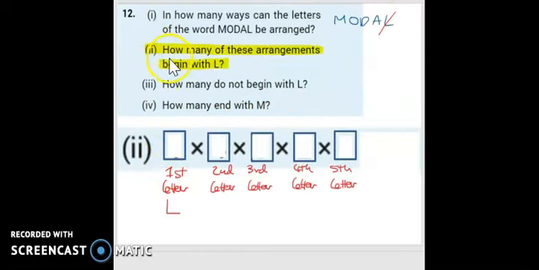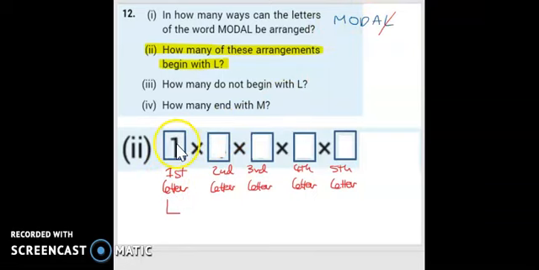Part 2. How many of these arrangements begin with L? So again, I have 1, 2, 3, 4, 5 boxes. The first box represents the first letter, second box represents the second letter, and so on. So we want the arrangements to begin with L. So I have an L drawn in there underneath the first letter. So if we choose L for the first letter, we have a look and we see, well, how many L's did we actually have in our word? There was only one L.